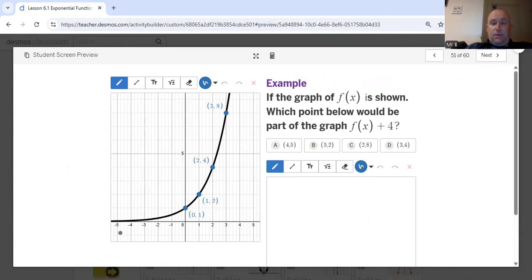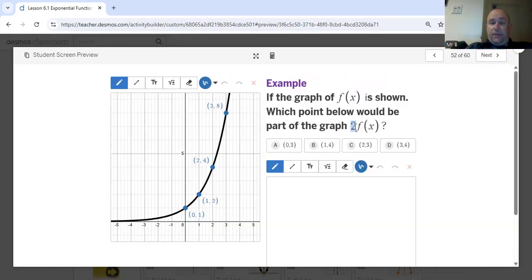Now we can do the same thing with the exponential curve as well. So as long as I know what the thing at the end is, I know that's the vertical translation up and down. I'm adding 4 onto the y values. This would be 0, 5, which is not an option. This would be 1, 6, which is not an option. This would be 2, 8, which is an option. And this would be 3, 12 if I was to add 4 just onto the y value.